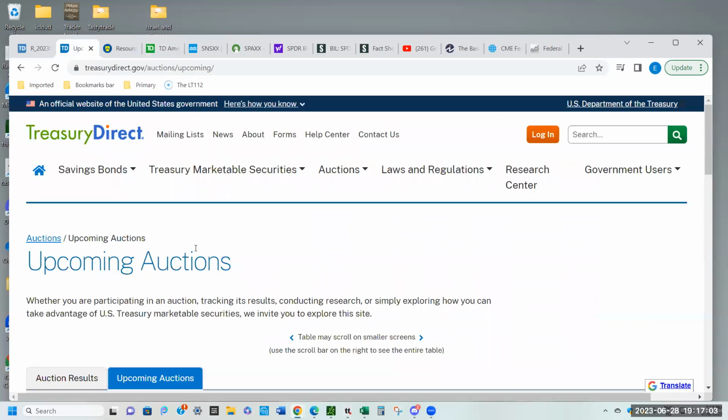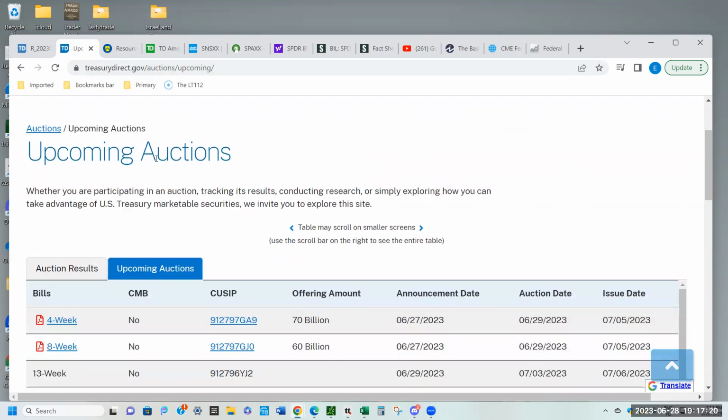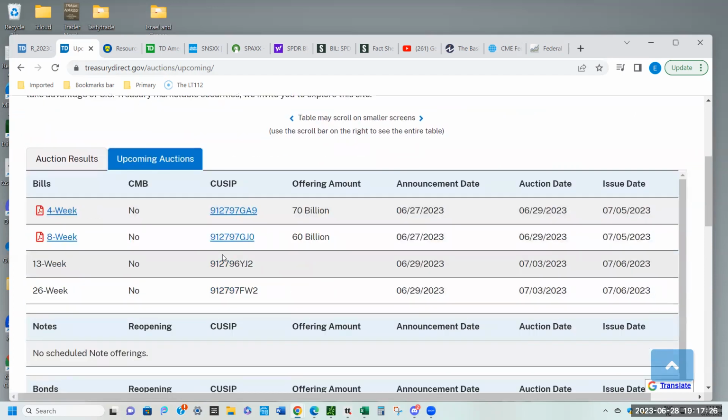There are other securities, and so we're going to go to a different page now. Again, this is pinned in my room and in the fixed income strategies section. This is treasurydirect.gov. It's another government site. It shows upcoming auctions, and it also shows past results. We'll take a quick look at both of those.